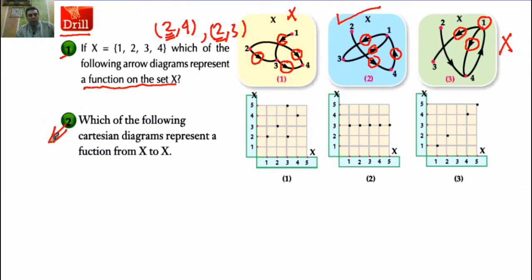Number 2. Which of the following Cartesian diagrams represent a function from x to x? Element 1 appears 1 time, 2 appears 1 time, 3 appears 2 times. This relation is not a function.